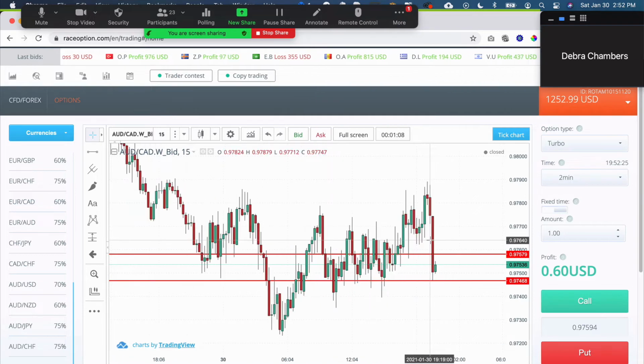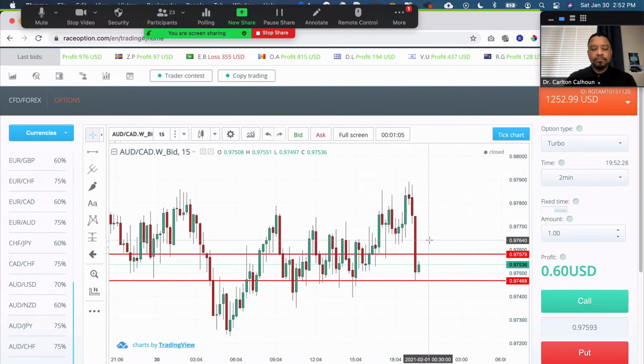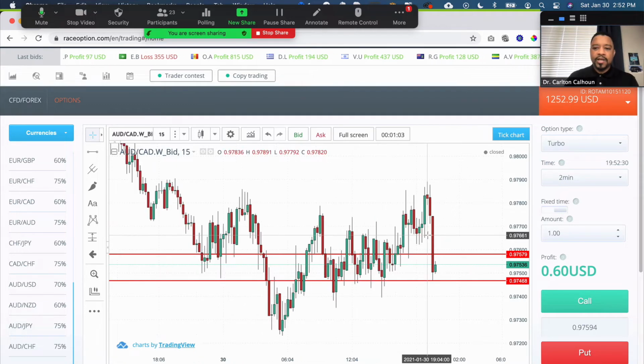So it doesn't save your markup. Does it save your indicators? Nope. Yeah, that's the drawback.